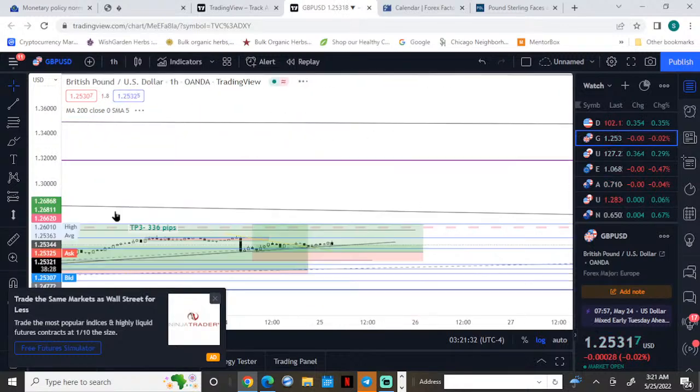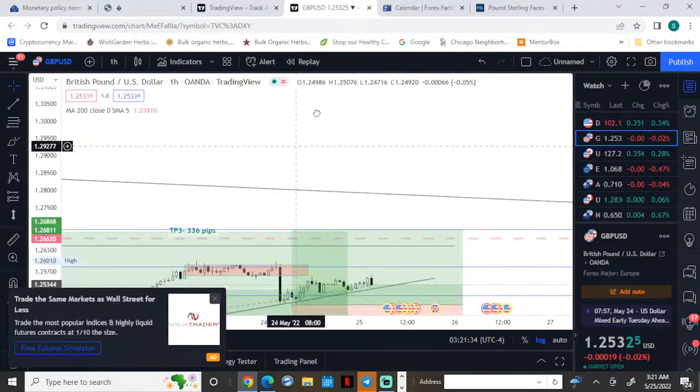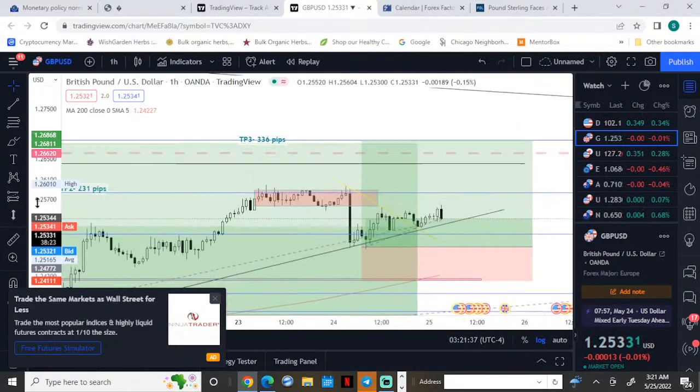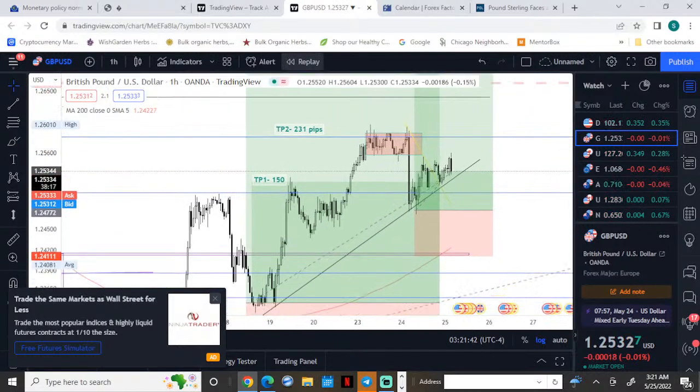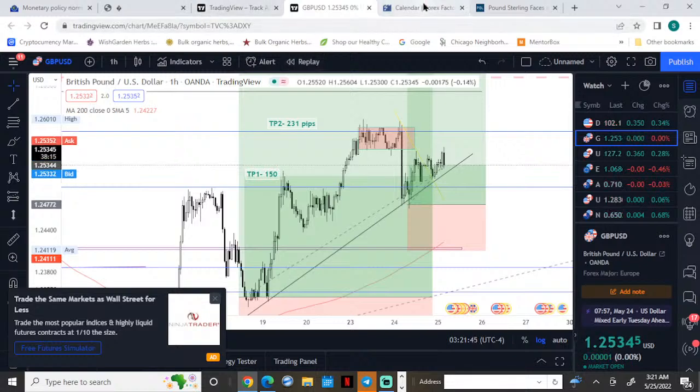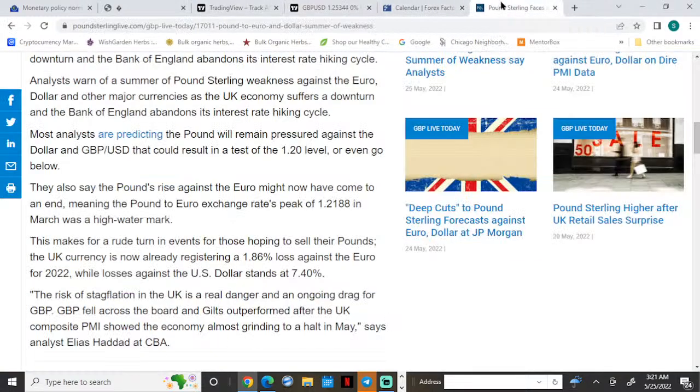So they're saying that it can go to what number? Let's see. I think he said 1.20. Yep, 1.20 level or even go below. They also say the pound's rise against the euro might now have to come to an end, meaning the pound to euro exchange rate peak of 1.2188 in March was a high watermark.